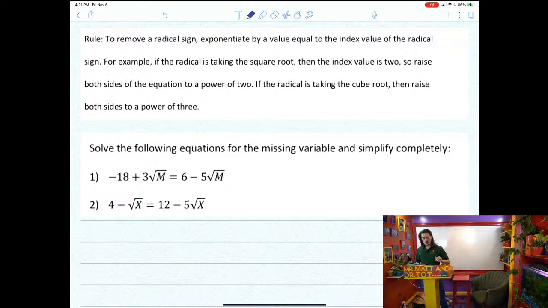Okay, so for number 1, we have negative 18 plus 3 root m is equal to 6 minus 5 root m. So the 3 root m and the negative 5 root m both have common radicands of the variable m. So we may not know what the variable represents or the value that it stands for, but it does stand for the same value. So they do have common radicands. So I'm going to add 5 root m to both sides.